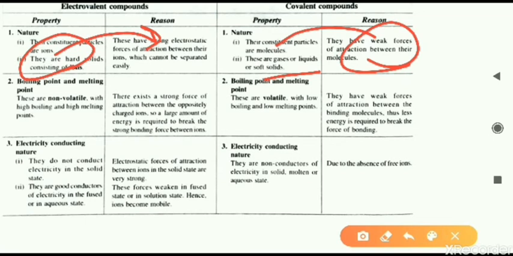Next one, boiling and melting point. Because of the high electrostatic force, the compounds of ionic form will have high melting and boiling point. On the other side, here we have covalent compounds with low melting and boiling point. They have weak force of attraction.